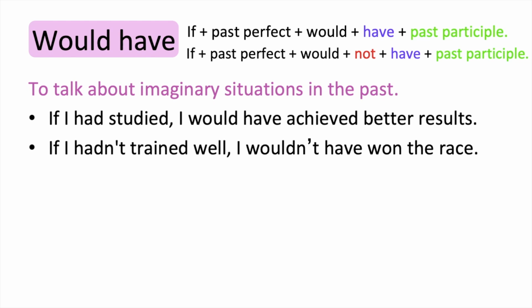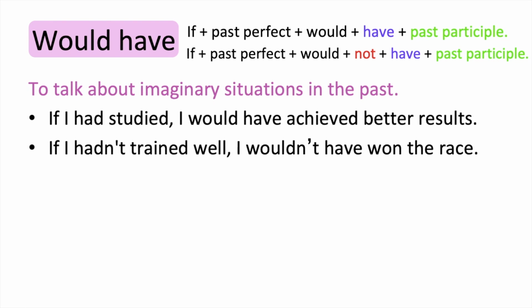In this example, I won the race because I trained very well. However, I'm imagining if I hadn't trained well, then I wouldn't have won the race. So just remember, we're talking about imaginary situations and their results. These situations are impossible now.